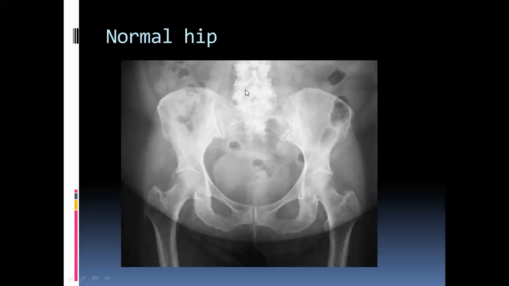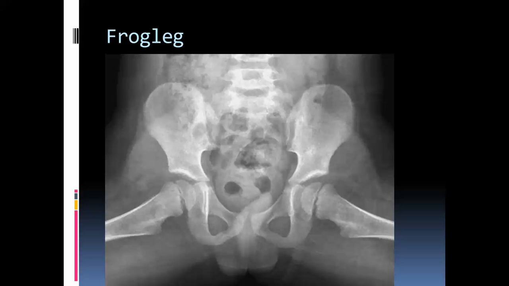And here there is some sclerosis denoting some lumbar spondylosis. Here is the frog leg position, done when we study the femoral capital epiphyses, whether dislocated or subluxated, or congenital dislocation.